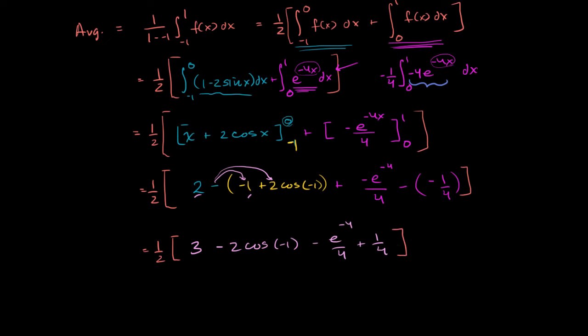And then we could do one last step of simplification here. We could add the 3 to the 1/4. 3 is the same thing as 12 over 4. 12 over 4 plus 1/4 is 13/4. So you have 13/4 minus 2 cosine of -1 minus e to the -4 over 4. And then, of course, you have your 1/2 sitting out here. It's not the most beautiful or simple thing, but this is our answer. This is the average value of f of x over that interval.